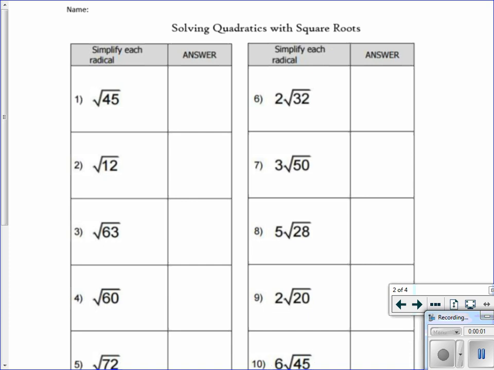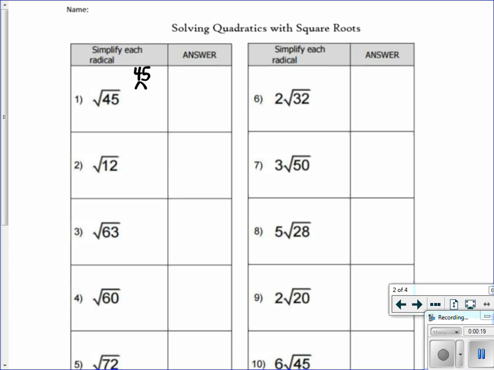Y'all remember doing this? Do you remember simplifying? Because this part is just simplifying our radicals. So on number 1, if we try to simplify that, do you remember what we did to simplify these? We did a branch or whatever. Yeah, we made that tree.